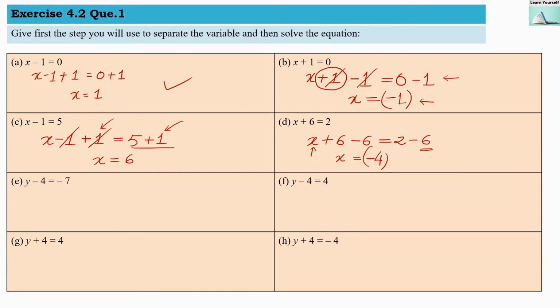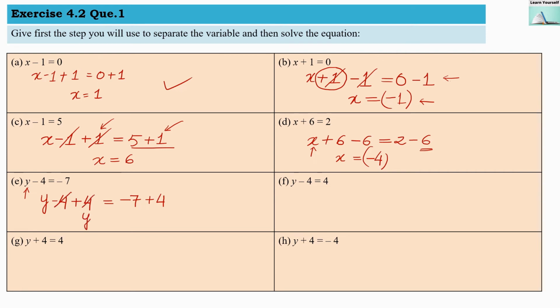Equation E: y minus 4 equals minus 7. Now if I want to separate this y, I have to cancel out this 4. I have to remove this minus 4. For that, minus 4 is already there, so I am going to add plus 4. And in the same way, towards the left hand side, I am going to add plus 4.